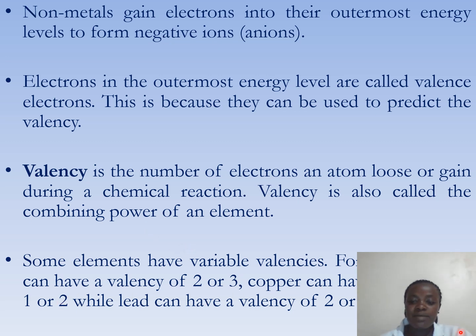Then some elements have variable valencies. For example, iron can have a valency of 2. It can also have a valency of 3. Copper can have two valencies, a valency of 1 or a valency of 2. And also lead can have a valency of 2 or 4. So those are valencies.